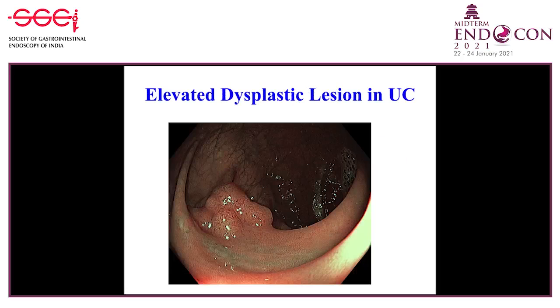In comparison, if you look at this image, you can straight away appreciate there are tubular and branched pits, which is Kudo type 3 or 4, and so this is an example of a dysplastic lesion in ulcerative colitis.